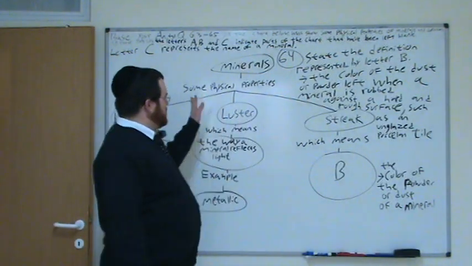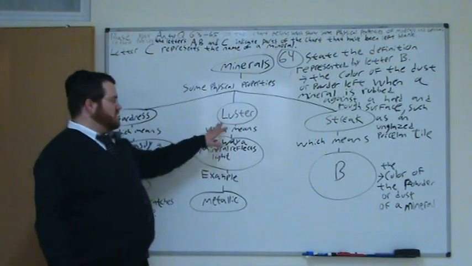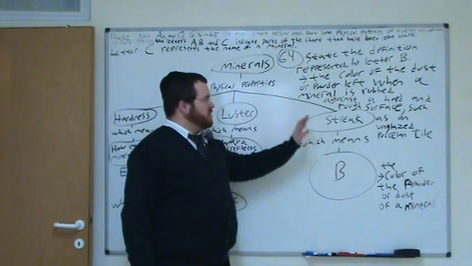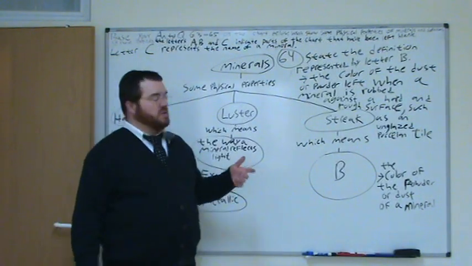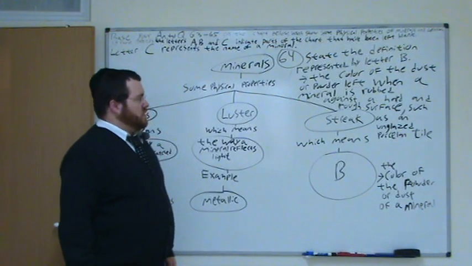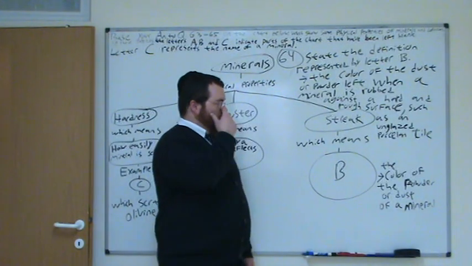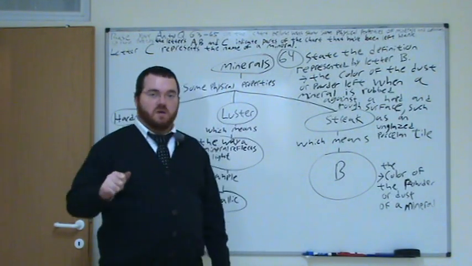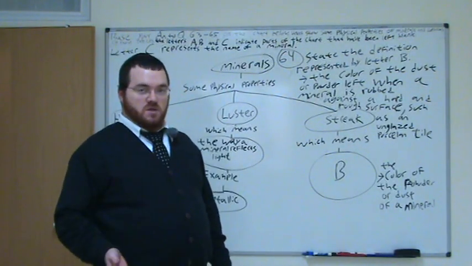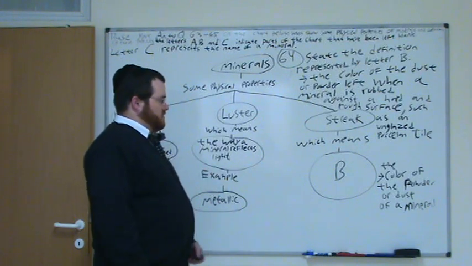Question 64. State the definition represented by letter B. Well, it gives you each thing. It gives you hardness, which means how easily a mineral is scratched. Luster, which means the way a mineral reflects light. And streak, which means the color of the dust or powder left when a mineral is rubbed against a hard, rough surface, such as an unglazed porcelain tile. It means when you scratch it across a porcelain tile, you can see the color of the powder.